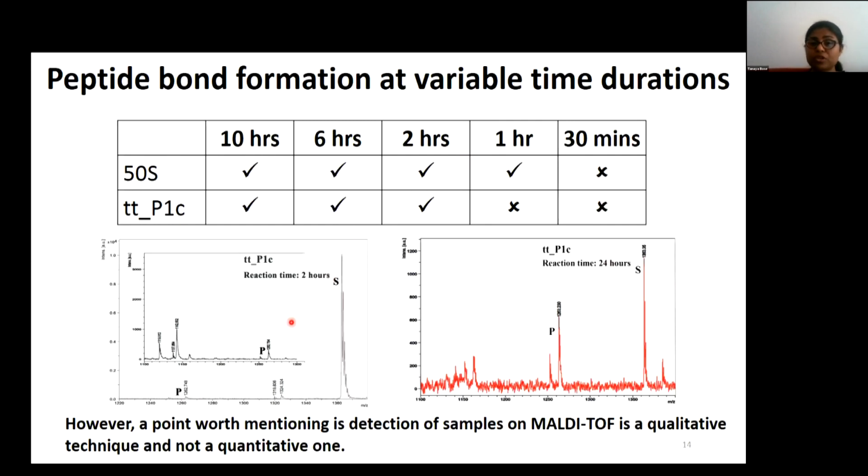But a point to note here is, from 2 hours to 24 hours, there was no drastic change in the amount of product formed, neither was the starting material completely consumed. But there is a point which I would like to mention here, that MALDI-TOF is a qualitative technique and not a quantitative one.